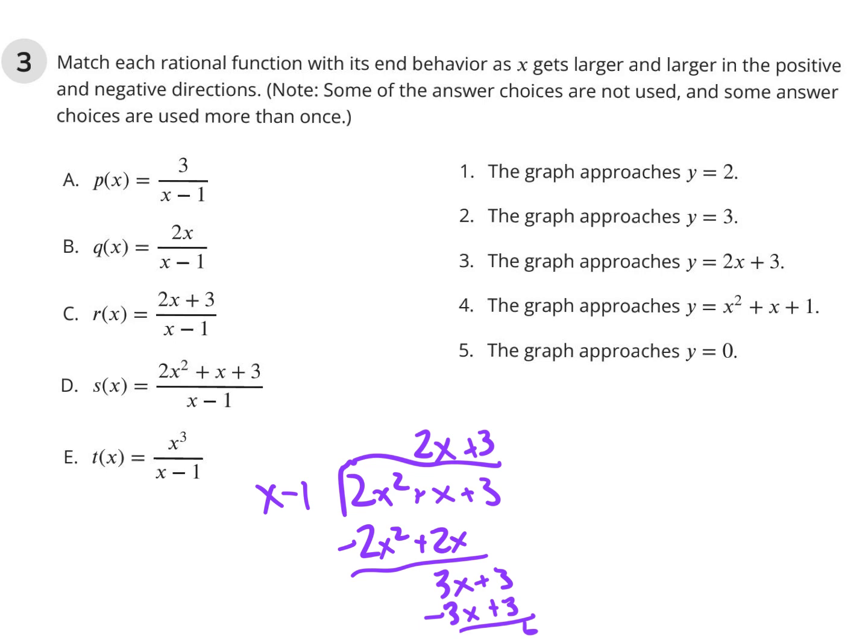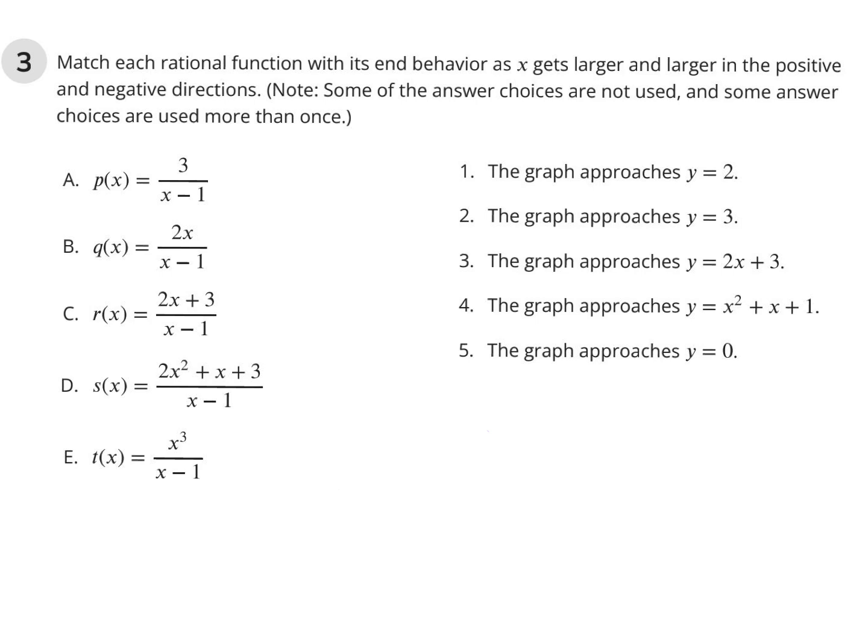So 2x plus 3 plus 6 over x minus 1. But this eventually goes to 0. So your asymptote is 2x plus 3. So D goes with 3.